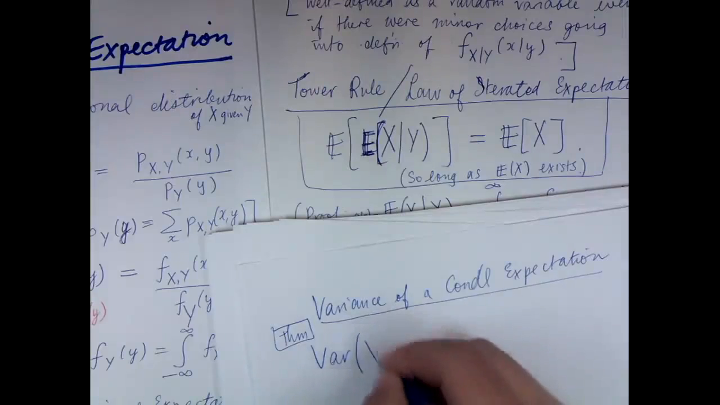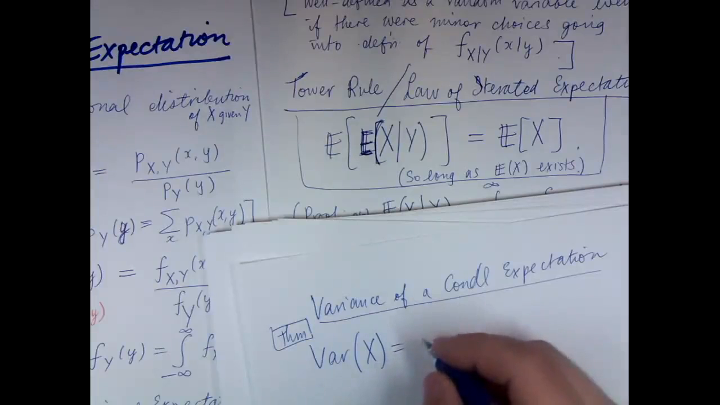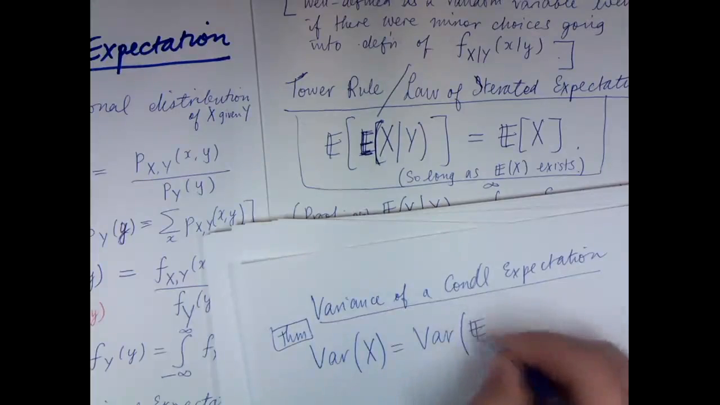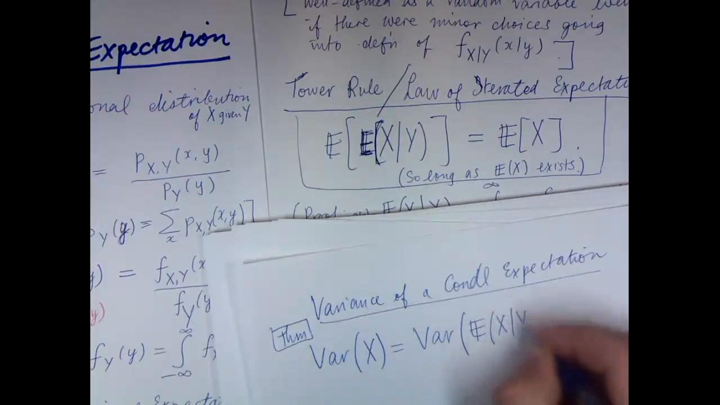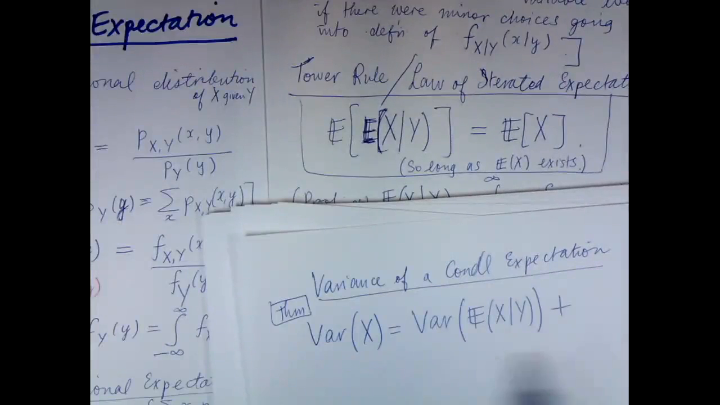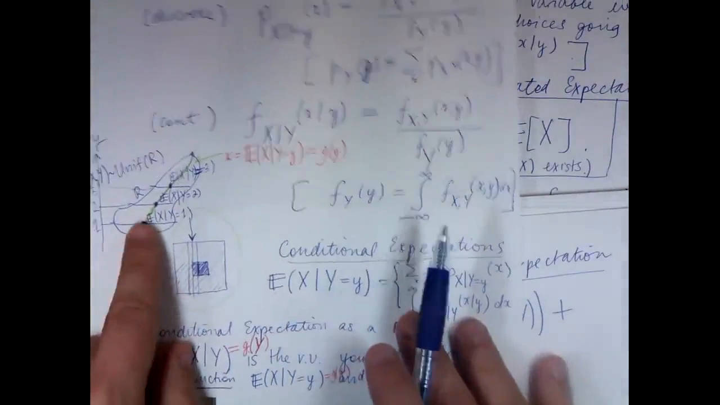So let's make this more precise. The variance of x, and this is just a great formula, I love this, is first of all the variance of the conditional expectation, plus something positive. That's what I was saying before. The variance of the conditional expectation is lower than the variance of the variable you started with, because you've lost information.